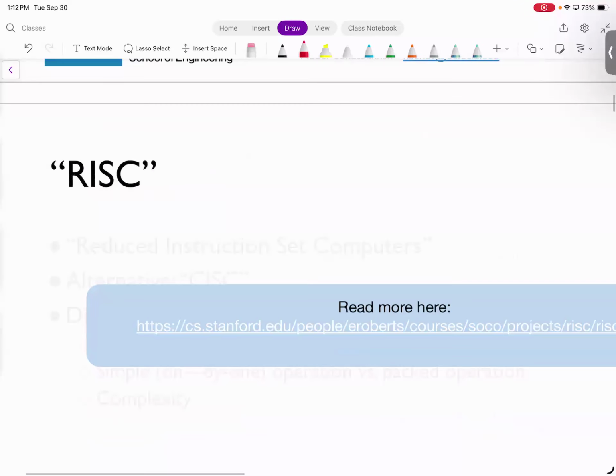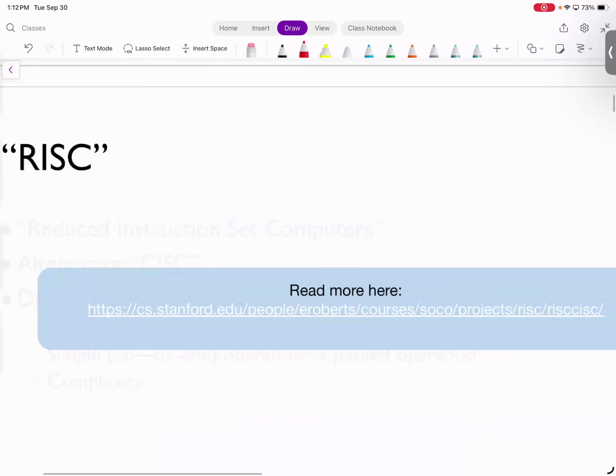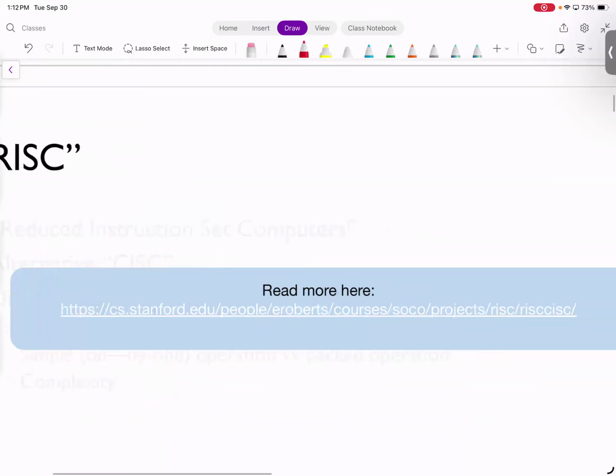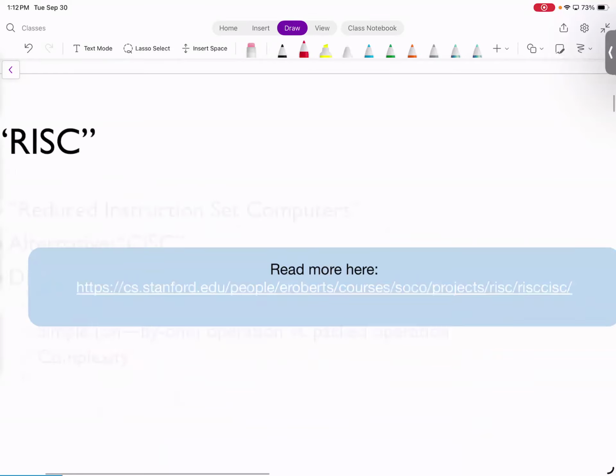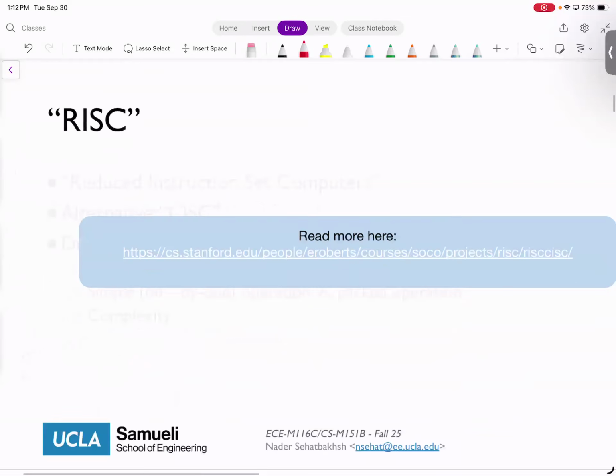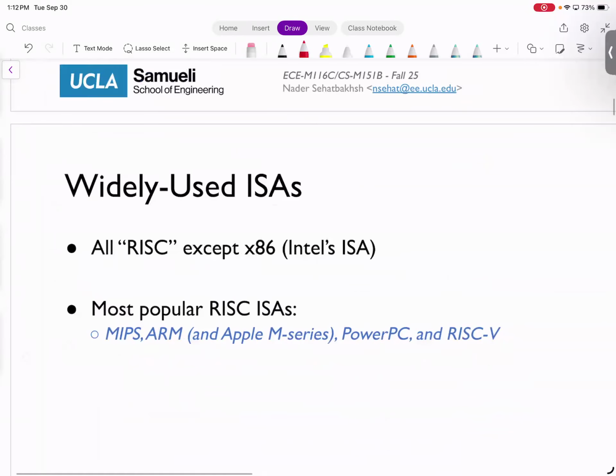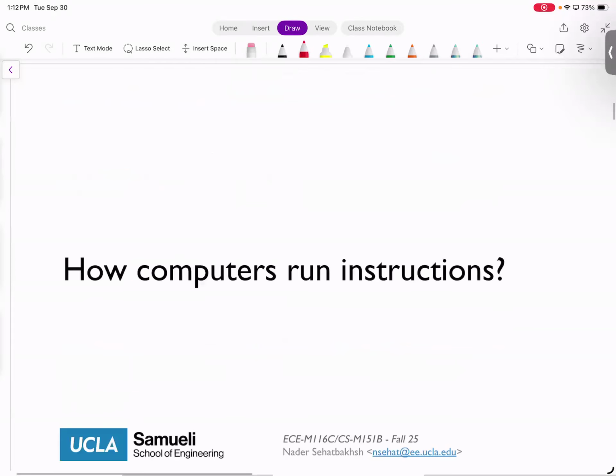If you are more interested in RISC versus CISC, there's a nice article that you can click on and look at. It gives you a little bit more in-depth comparison as well, if you're interested. Examples of famous and popular RISC-based ISAs are MIPS, ARM, including all the M series, Apple's, PowerPC from IBM, and of course RISC-V. All right.